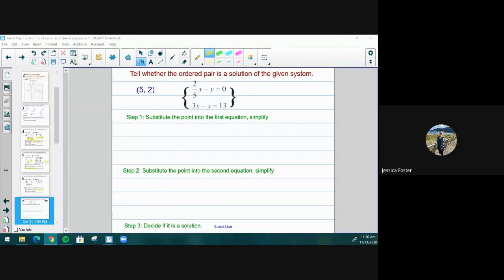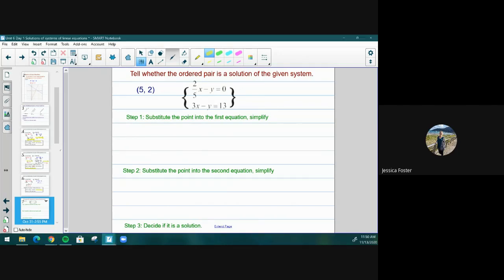In this video, we're going to determine whether or not an ordered pair is a solution for a given system. To do this, all we need to do is substitute our x value and y value into both equations and see if it makes the equation true. So we'll start with the system of linear equations.